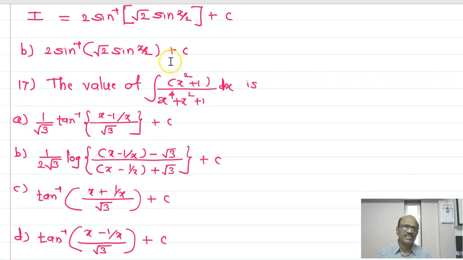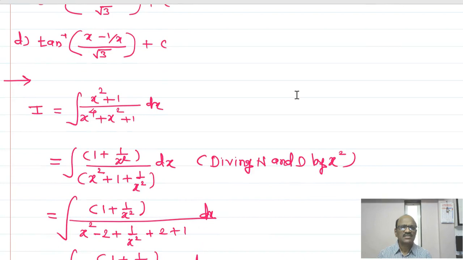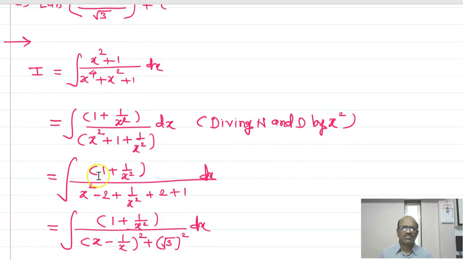Now next, the value of the integral of (x square plus 1) upon (x raised to 4 plus x square plus 1) dx is. Now this is the integral, I is equal to integral of (x square plus 1) upon (x raised to 4 plus x square plus 1). Now to solve this integral, divide numerator and denominator by x square. That gives integral of (1 plus 1 upon x square) upon (x square plus 1 plus 1 upon x square), and this can again be written with x square.